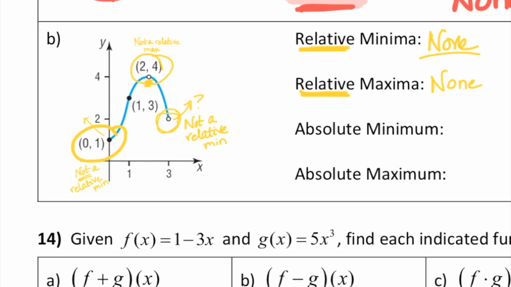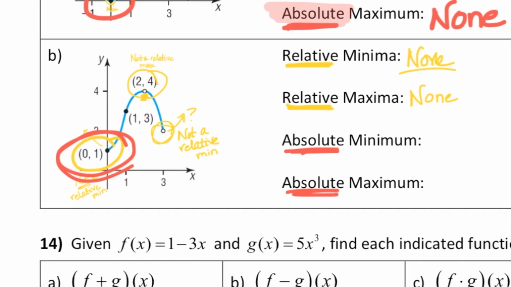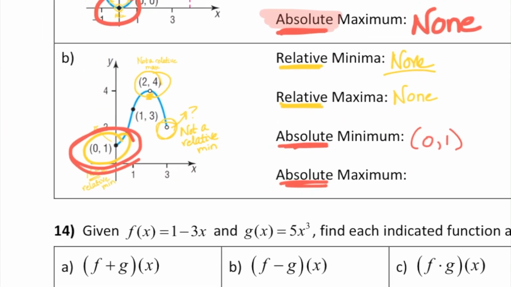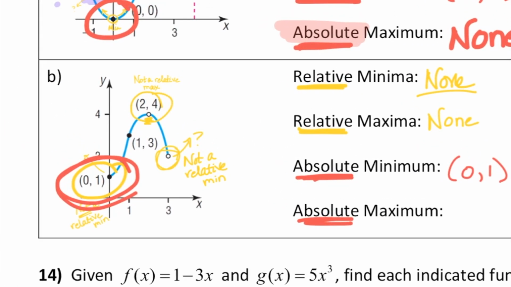Now I'm going to switch over to red and talk about absolute, the absolute lowest point on the graph and the absolute highest point on the graph. This point is the lowest point on the graph. The point exists. It doesn't matter if there's points to the left or right of it, but that point, 0, 1, is an absolute minimum. So 0, 1 is the absolute minimum y value on that graph. It's the lowest y value on the whole graph.